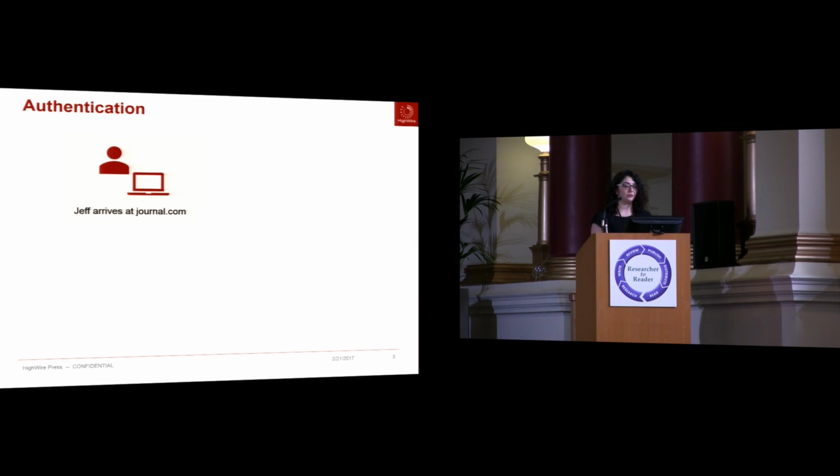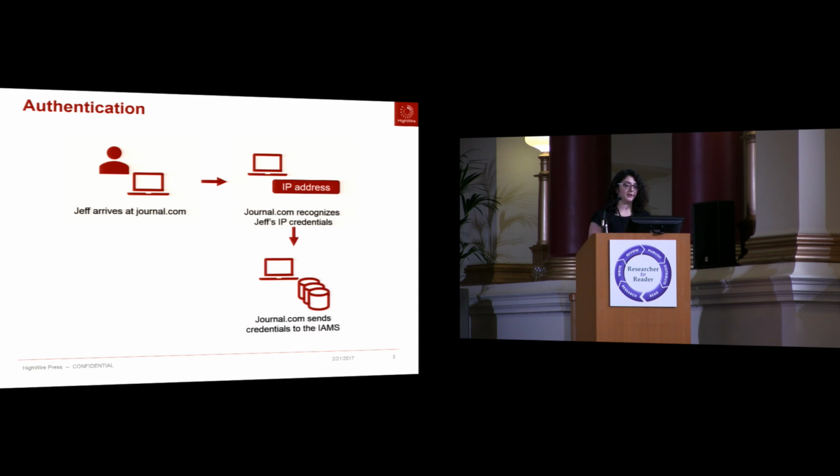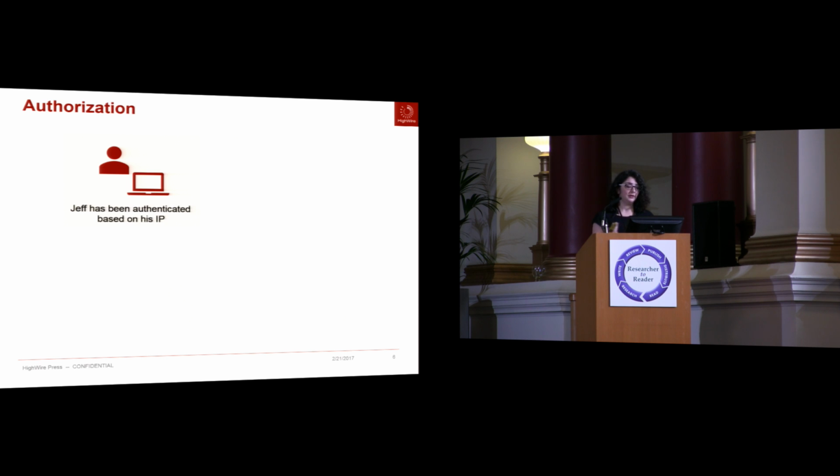He is landing at journal.com. He's based in the library, so his IP credentials are just passed straight from the journal.com website into the IAMS. IAMS stands for Identity and Access Management System. It doesn't mean a pet food. Sorry. The IAMS confirms Jeff's institutional identity, and he's now authenticated. This is great. Jeff has no idea that this has happened. As far as he's concerned, he's on the journal, he's got access to everything. But this is happening in the back end.